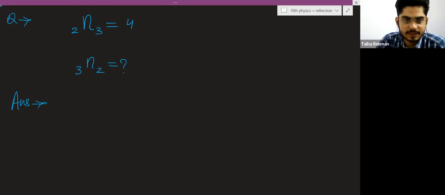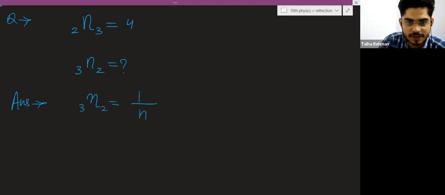This is very easy, na? See, this we have to find. This is small n 3, 2 we have to find. So I can write this 1 upon small n 2, 3. This 2, 3 is given as 1 by 4. The answer is 1 by 4. This is 0.25.